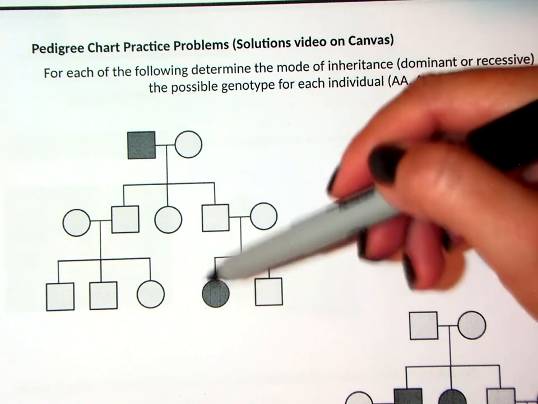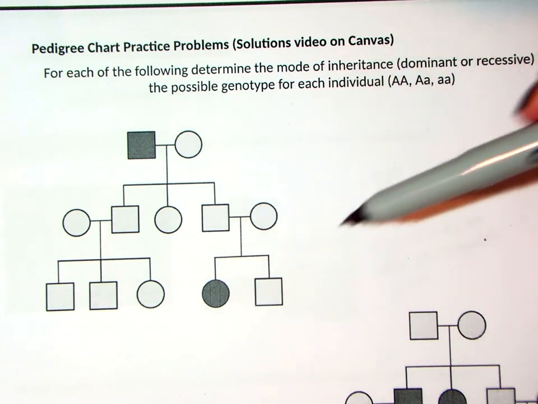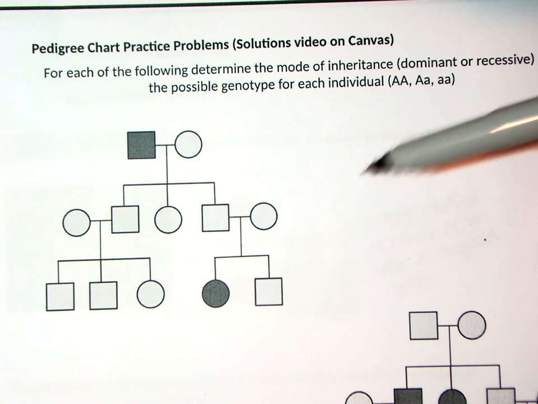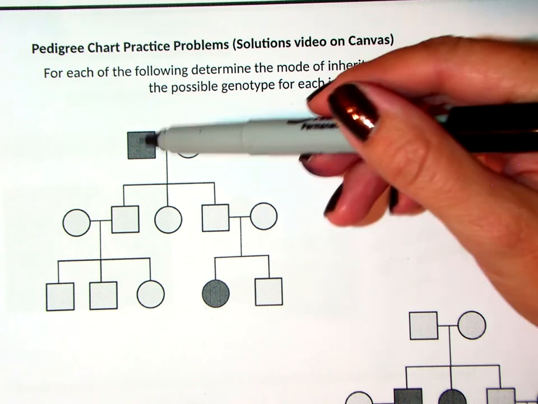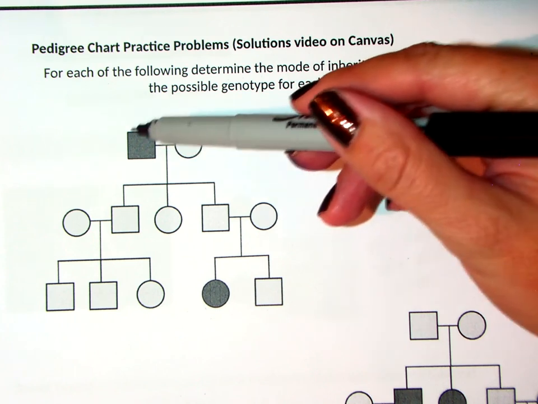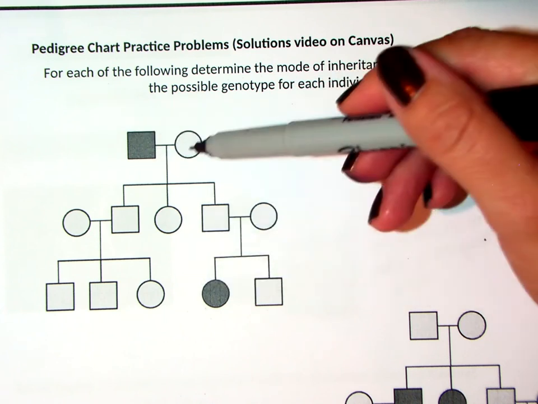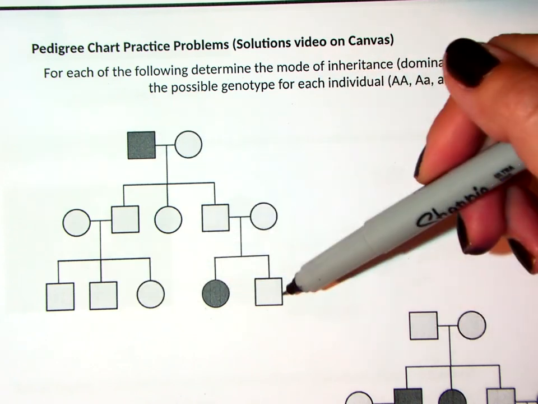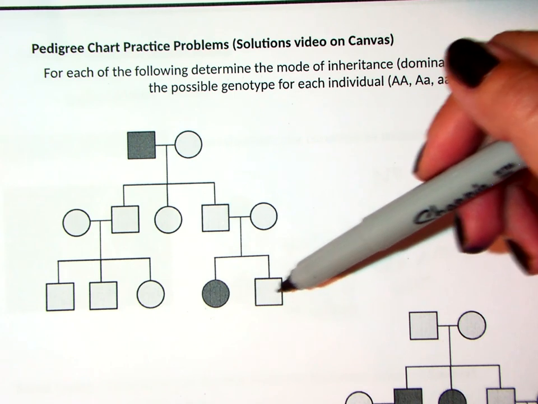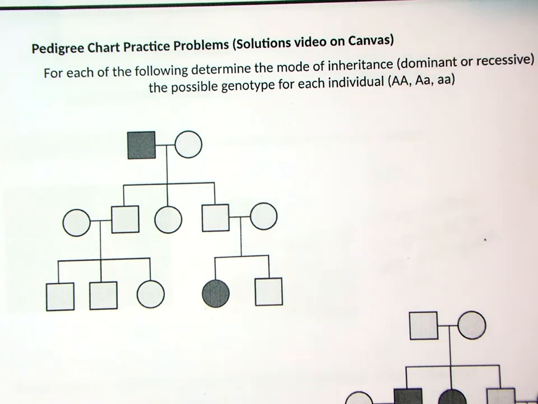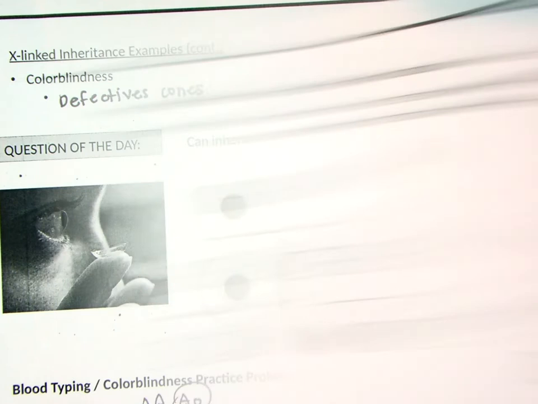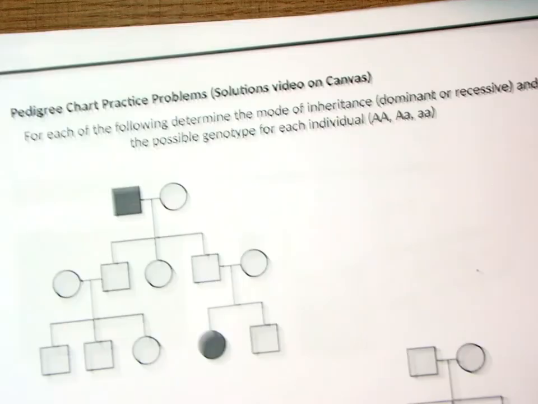If you were going to assume that they were both autosomal dominant, these two shaded ones would have to have at least one big A, and all the rest of these unshaded would be little a. And then you'd have to maybe do some Punnett squares to see if that would work out. So you can practice those, and then for the answers, there should be a video on Canvas for that.